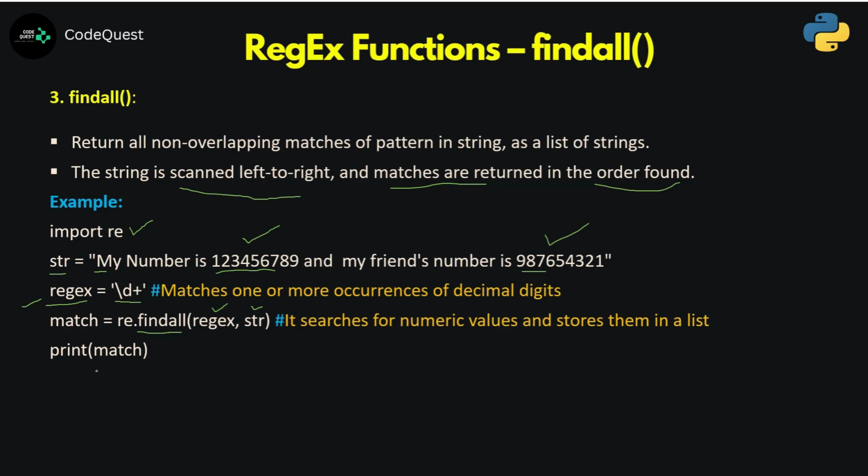So now when I print this match object, I'll get a list of all the numeric values that we have. We can see this is a list that we have got, and there are two items here. The first item is the first number we have, and the second one is this one.